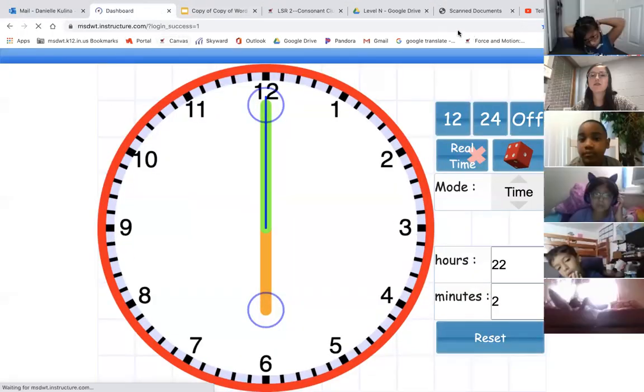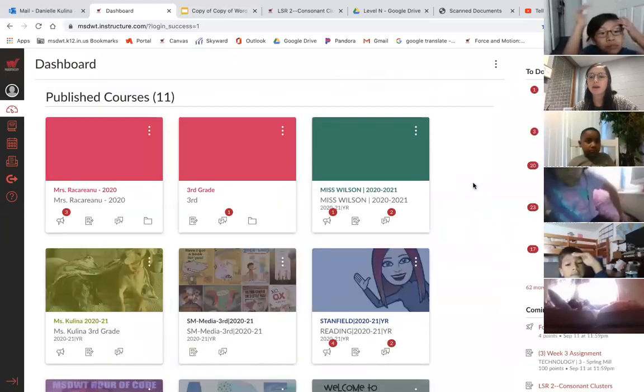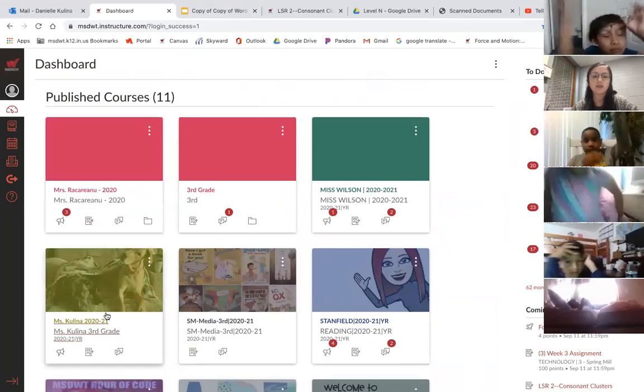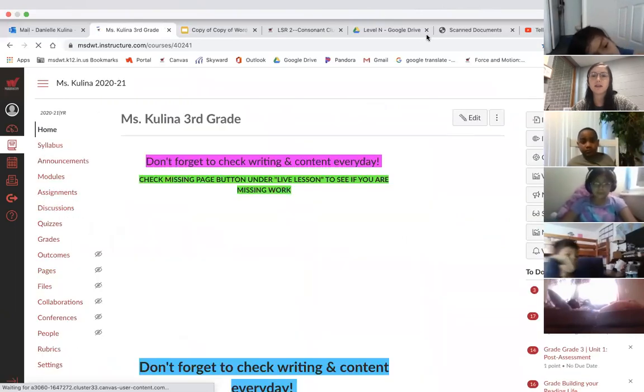Let me go to Canvas. So just look, you're not going to your math page yet. Please just look at my screen. You shouldn't be touching your computer yet.